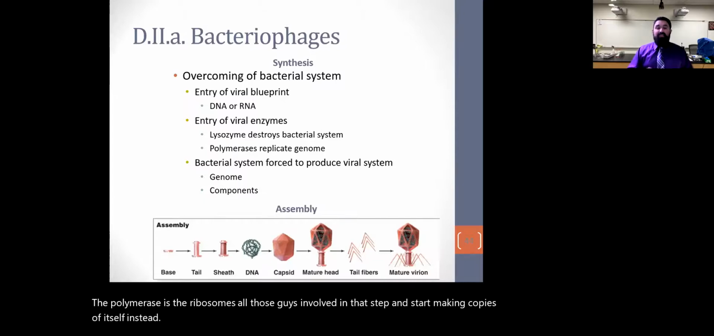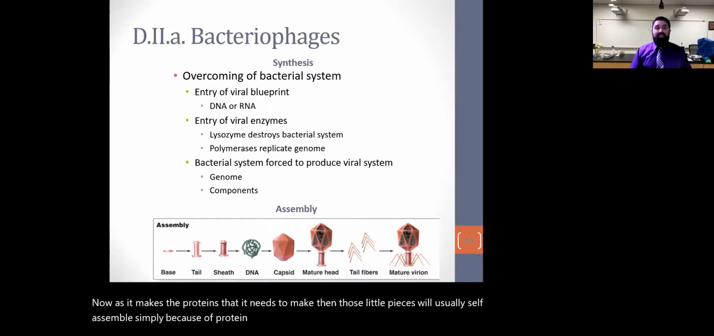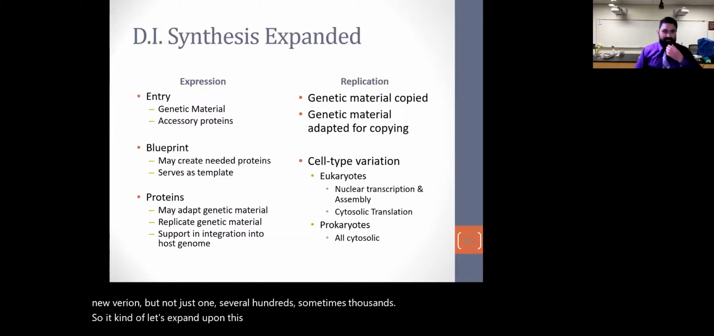Now, as it makes the proteins that it needs to make, those little pieces will usually self-assemble simply because of protein interactions and things like that, and then create a brand new virion. But not just one, several hundreds to sometimes thousands. So let's expand upon this just really quickly.